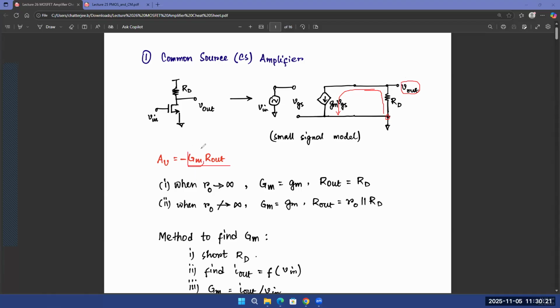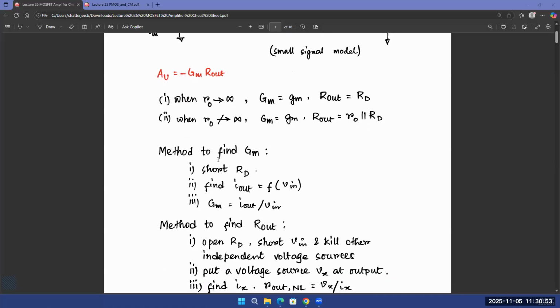So our job is to find out what is the effective GM in the circuit and what is the effective R out in the circuit, and multiply the two, you'll get your AV. When RO is tending towards infinity, capital GM is equal to small gm, R out is equal to RD. When RO is not infinity, capital GM is still equal to small gm, R out is RO in parallel with RD. So if you cannot ignore RO, your R out just becomes a parallel combination of RO and RD, right? And if you can ignore RO, that is when RO is infinitely large, then R out is just RD.